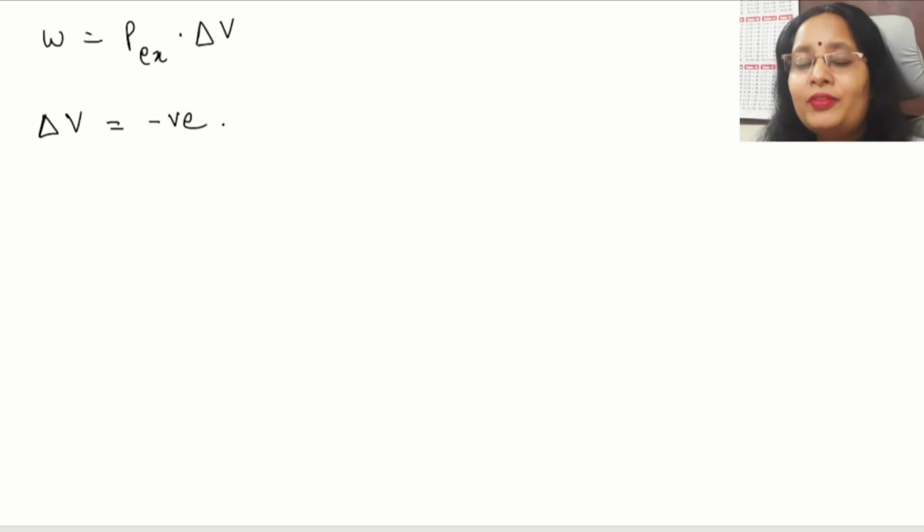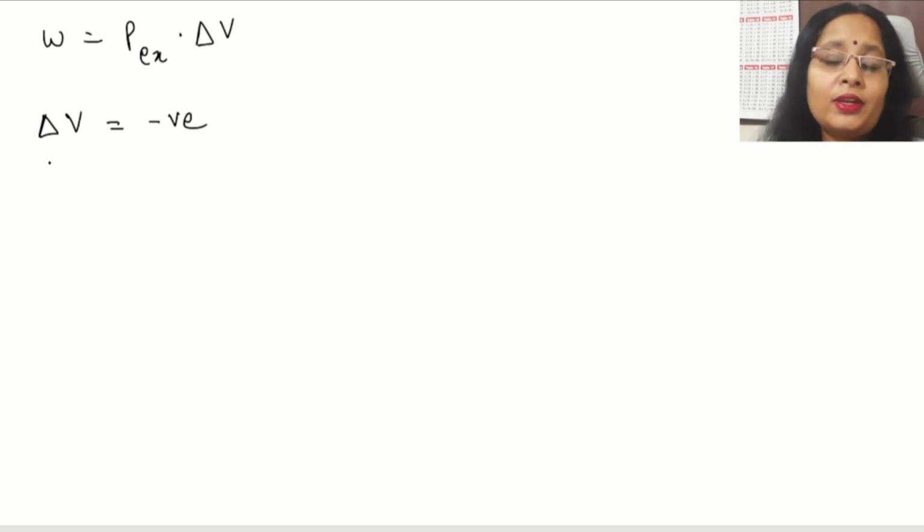Yes. Or we can say, in other words, if something is decreasing, it means we should take it in the negative form. So here in this equation, delta V will always be in negative form. So what about W? W will also be negative if the delta V is negative.